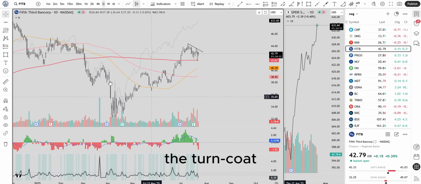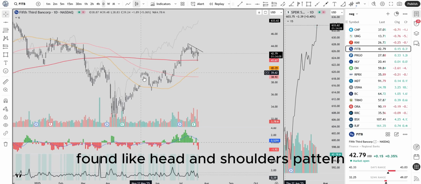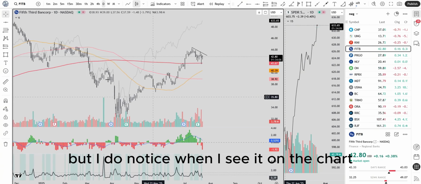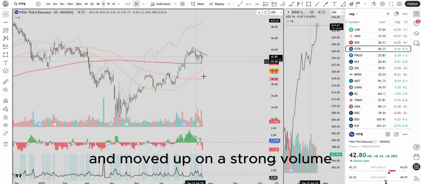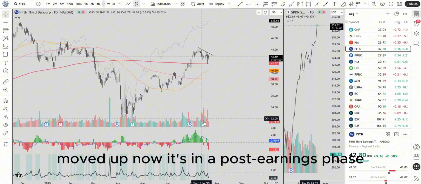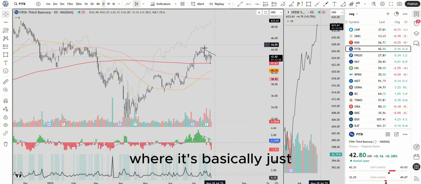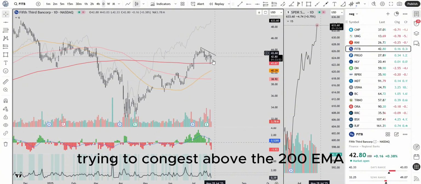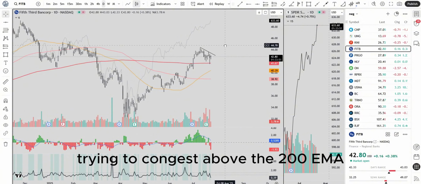It found like a head and shoulders pattern. It's not something that I trade, but I do notice it when I see it on the chart. Moved up on a strong volume, moved up. Now it's in a post earnings phase where it's basically just trying to congest above the 200 EMA.